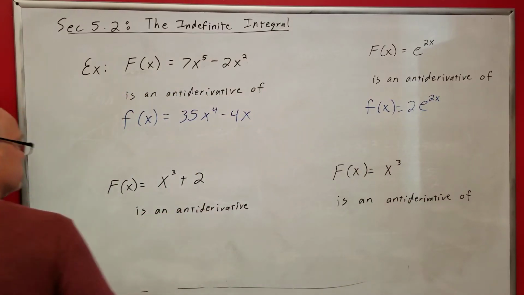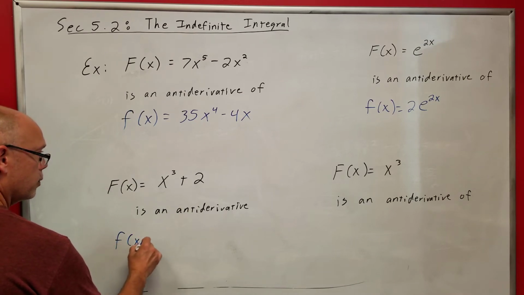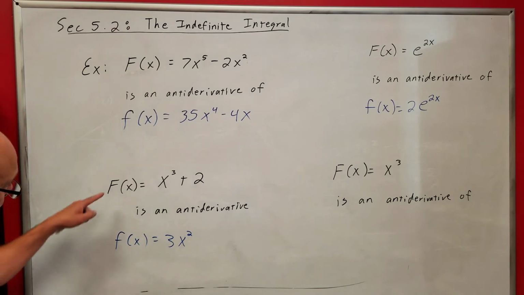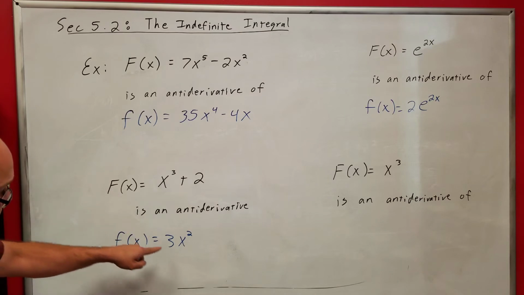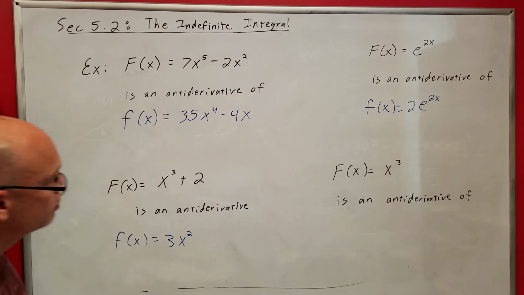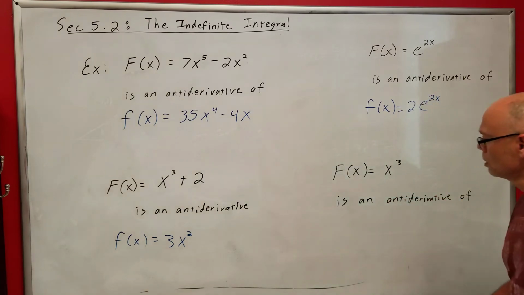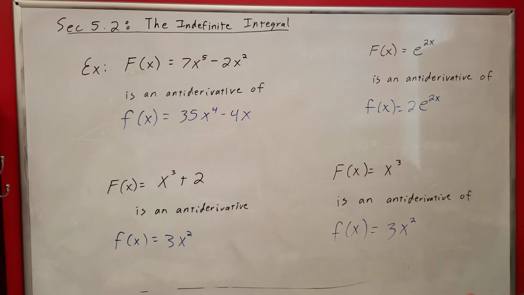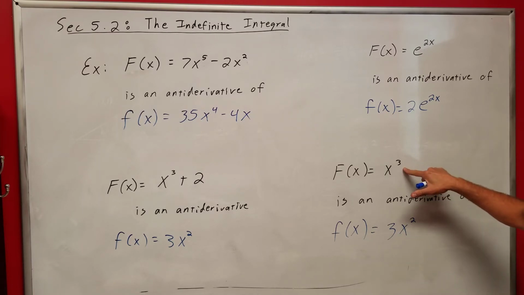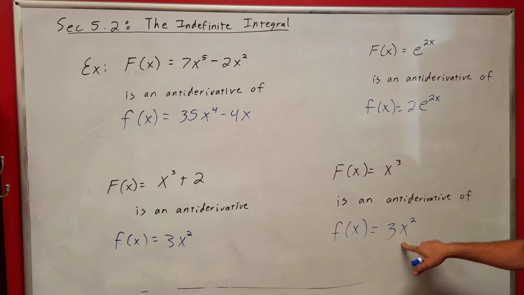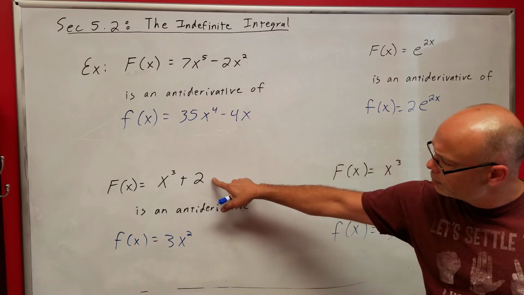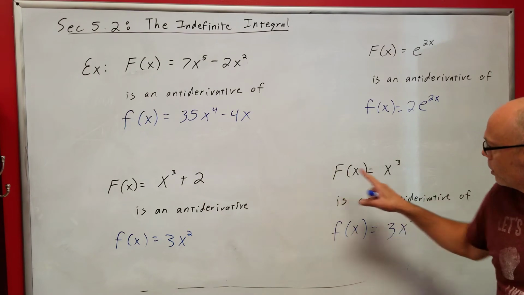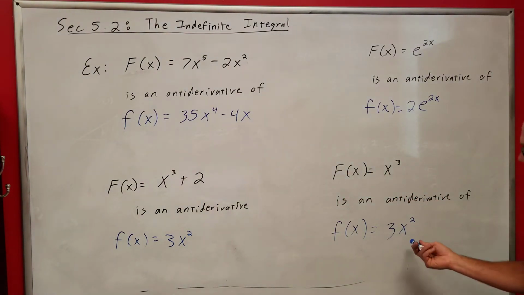How about this function? Let's take the derivative of this function and call that lowercase f of x. What would that be? 3x squared plus 0. So we could say that capital F is an antiderivative of lowercase f here. How about this function? If I take the derivative of this one, I get 3x squared, right? So I could say x cubed is an antiderivative of 3x squared. But wait a minute, x cubed plus 2 is also an antiderivative of 3x squared. Actually, both of these are antiderivatives of 3x squared.